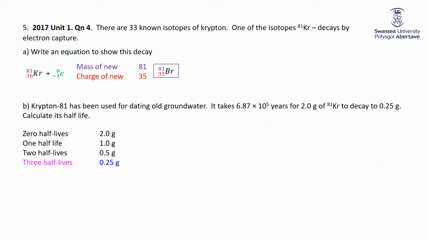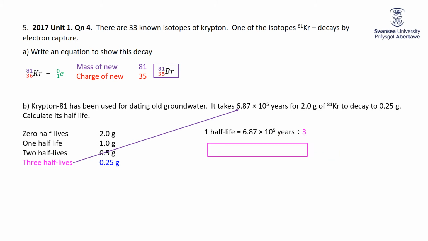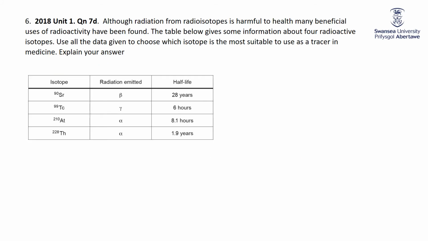After 2 half-lives, 0.5. And after 3 half-lives, we have 0.25. So in other words, it takes 3 half-lives to go from 2 grams to 0.25 grams. Or in other words, 6.87 times 10 to the 5 years is 3 half-lives. So 1 half-life is 6.87 times 10 to the 5 divided by 3, 2.29 times 10 to the 5 years.